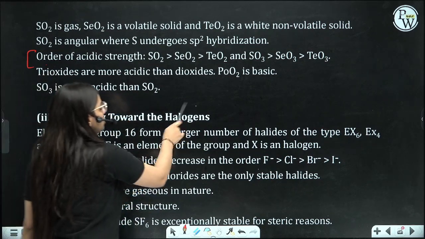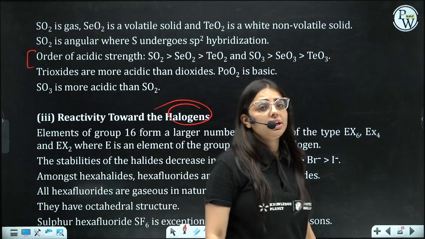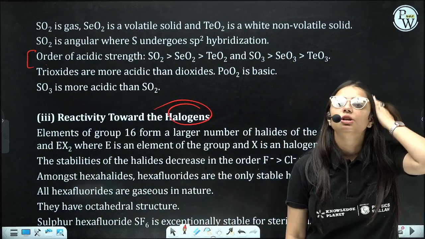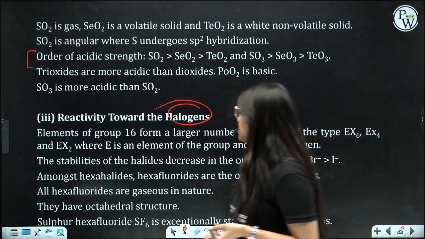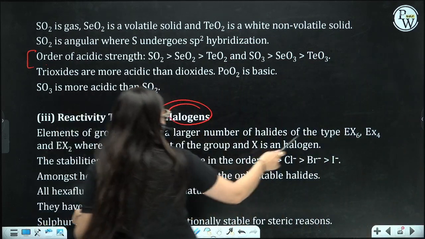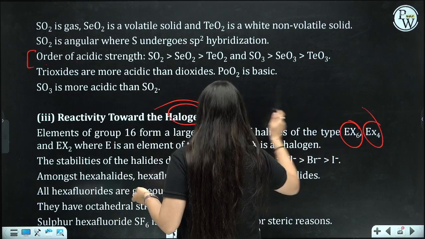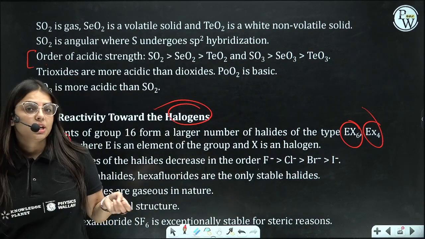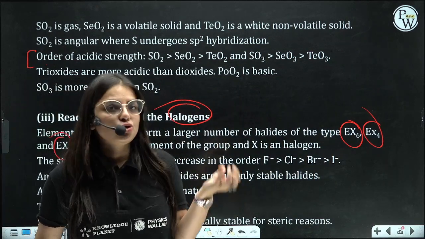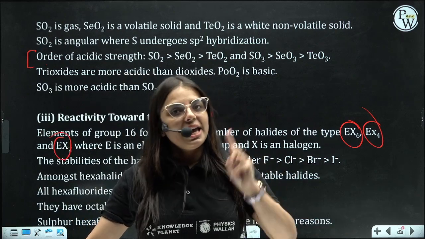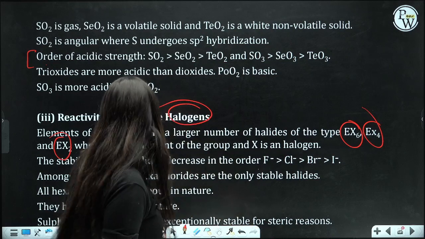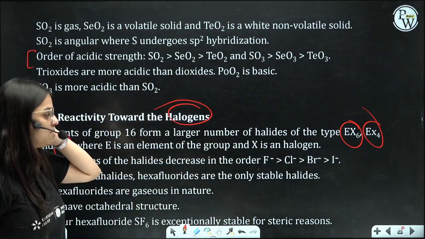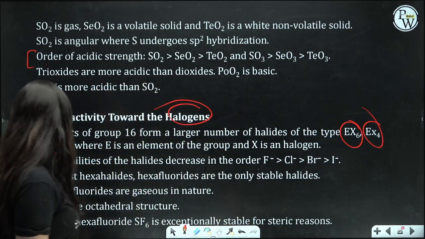Now, when we talk about halogens, that is, creating bonds with fluorine, chlorine, bromine and iodine, it is also similar to the nitrogen family, just as we have done over there. They are going to form either EX6, EX4 or EX2 compounds, because here the elements will have either +2, +4 or +6 oxidation states and halogen has -1. Clear, everyone? The stability of the halides is going to decrease. Clear?